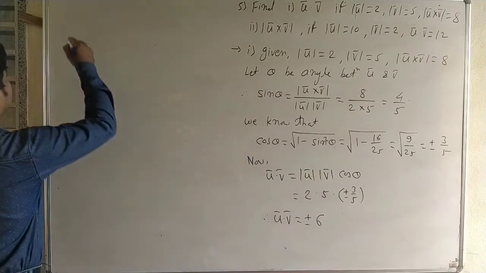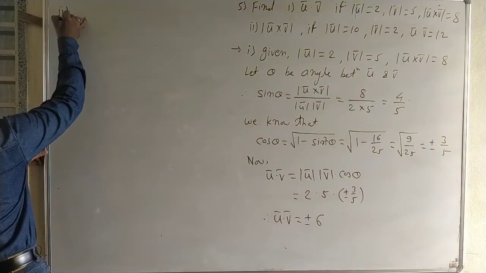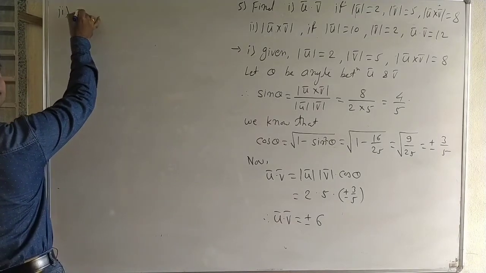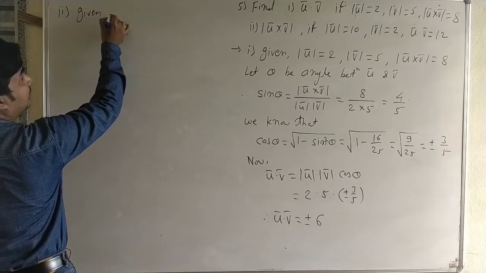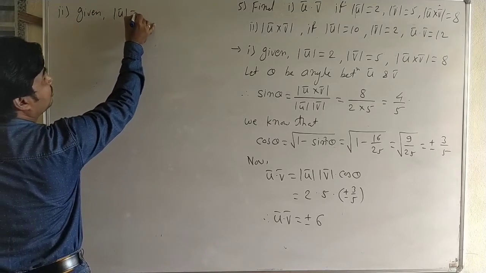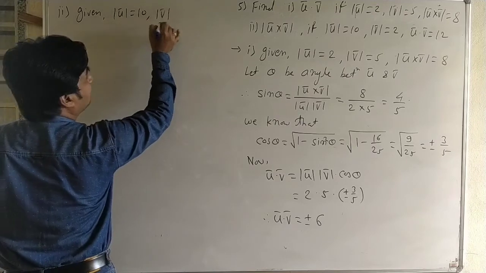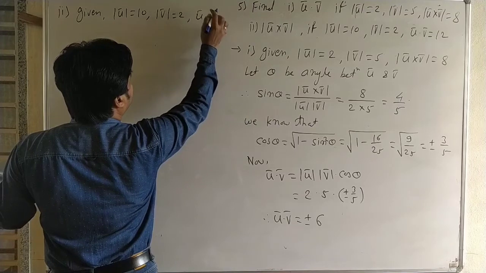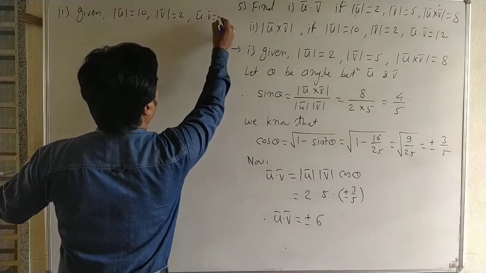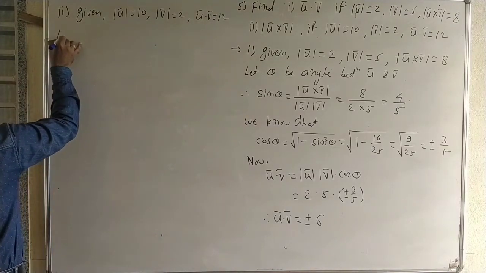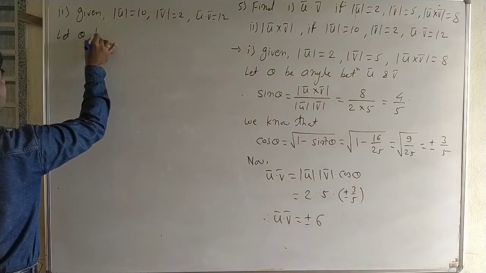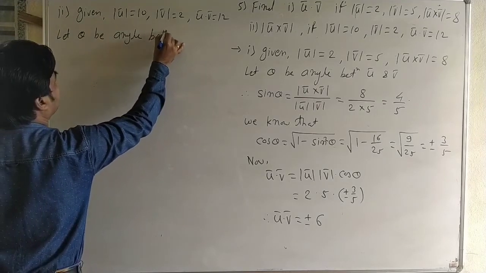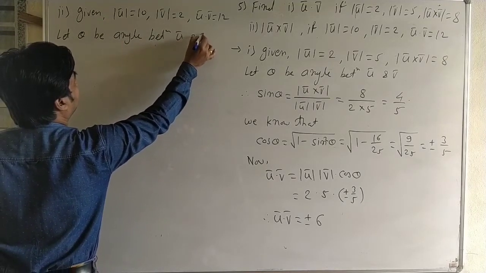Now we see the second example. Here, let it be given that magnitude of u bar is equal to 10, magnitude of phi bar is equal to 2, and u bar dot phi bar is equal to 12. Okay, let theta be the angle between u bar and phi bar.